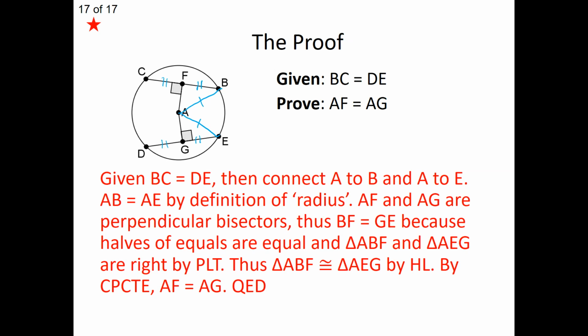Halves of equals are equal. And that means, since they're perpendicular bisectors of those chords, we know they're right triangles by the perpendicular lines theorem. We know that angles AFB and AGE are right angles, which then means we have hypotenuse leg to prove that these two triangles are actually congruent to each other. So triangle ABF is congruent to triangle AEG by hypotenuse leg, which is all we need, because then we notice their corresponding sides, AF and AG, are equal to one another by CPCTE, and there we have it: chords of equal length are actually equidistant from the center of our circle.